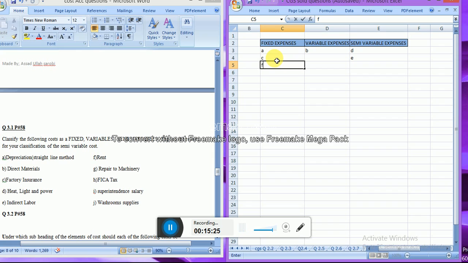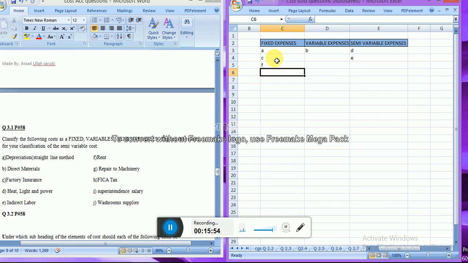F part. G part, repair to machinery. Repair to machinery means that sometimes the machinery has some problems, so we repair it. So repair to machinery, that is a variable cost.